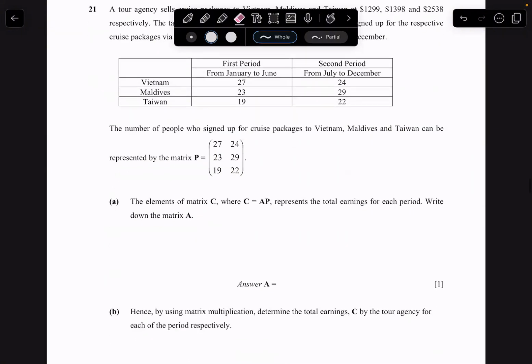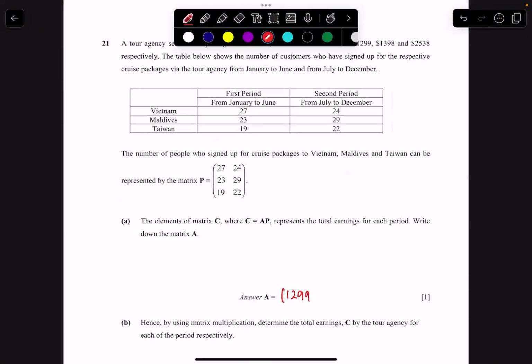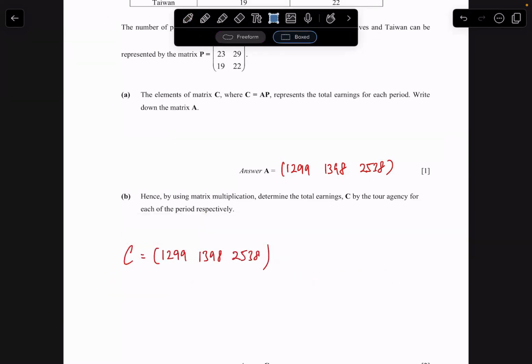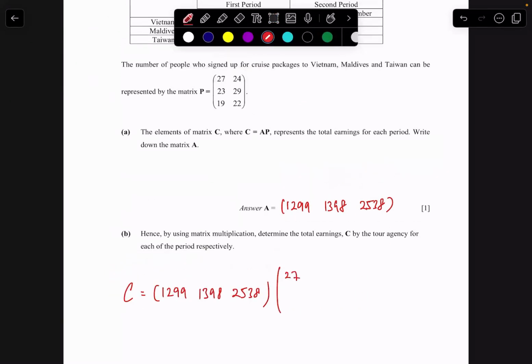So A is equal to the pricing: 1299, 1398, and 2538. Hence, by using matrix multiplication, determine the total earnings C. So C equals 1299, 1398, and 2538, multiplied by P, which is 27, 23, 19, 24, 29, 22.